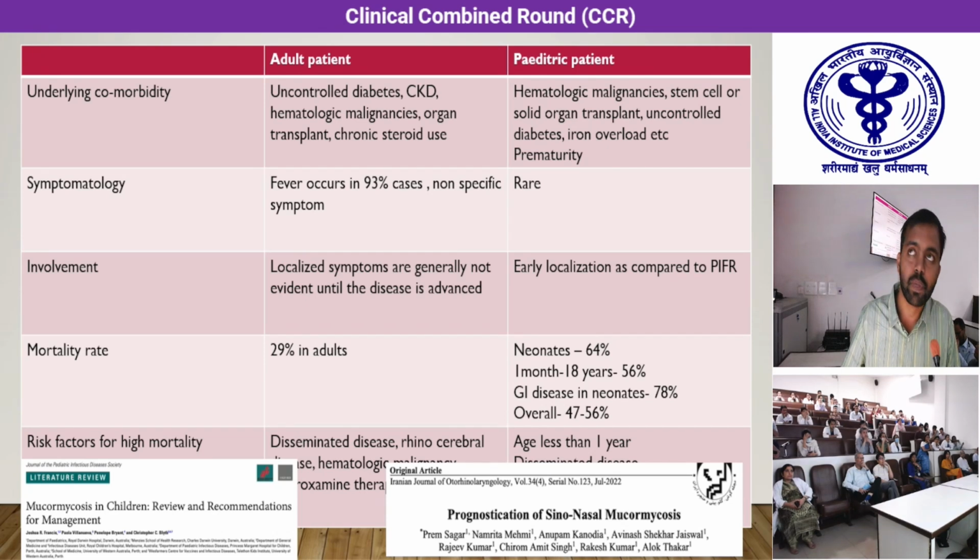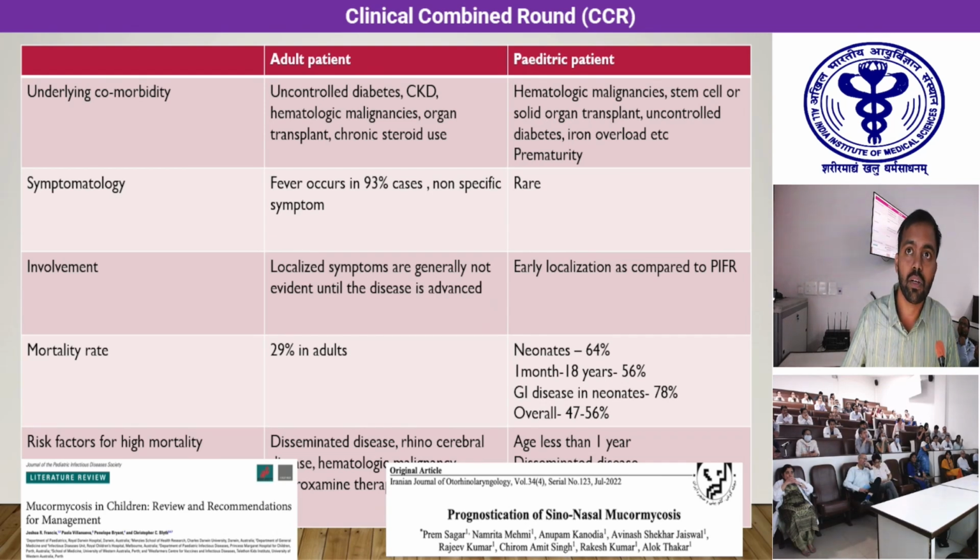As compared to pediatric patients, where more than 90% of mucormycosis cases are seen in hematological malignancies, and 1 to 2% of hematological patients have a prevalence of developing mucormycosis, as compared to diabetes and other immune deficient conditions. Symptomatology: fever occurs in 93% of pediatric patients, though it's a non-specific symptom, which is usually rare in adult patients. Localized symptoms are generally not evident until the disease has progressed.